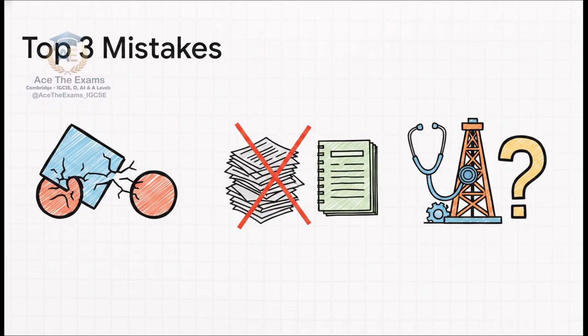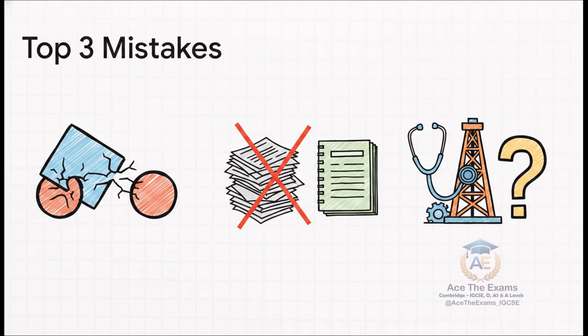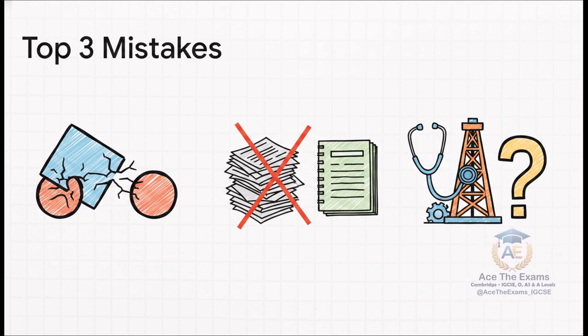Number 2, forgetting to check format and presentation. If the command asks for a report, you better give them a report format. And number 3, the absolute classic trap. Answers that are not specific to the context given. If the exam question is about a medical diagnosis expert system and you are writing about finding oil reserves, you are going to lose marks no matter how technically brilliant your statements are.